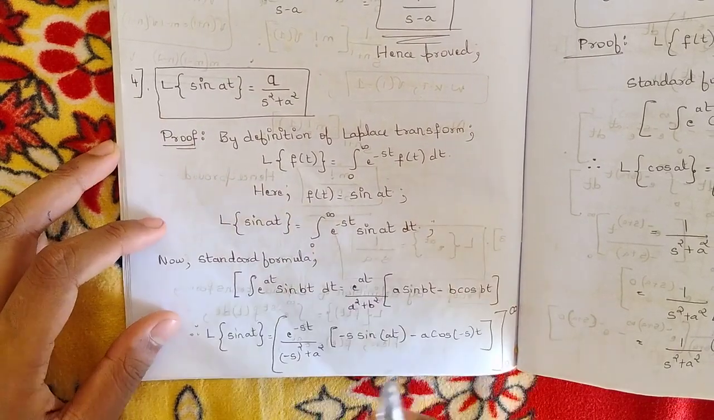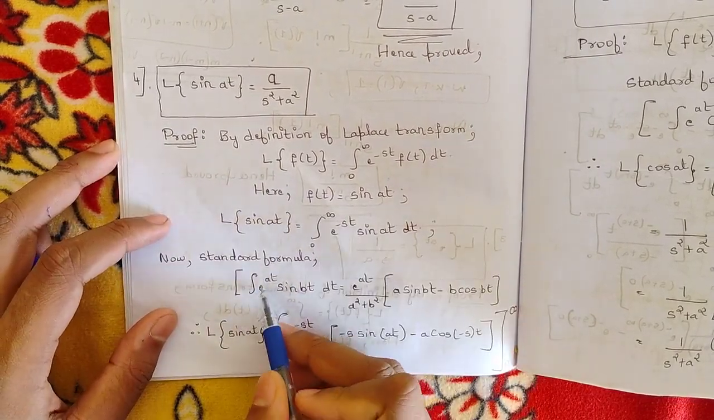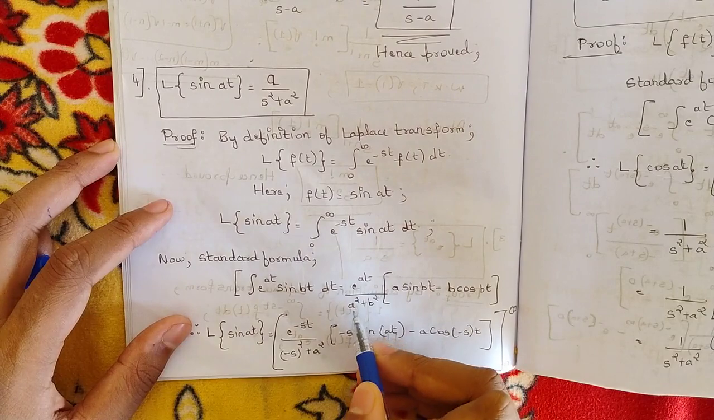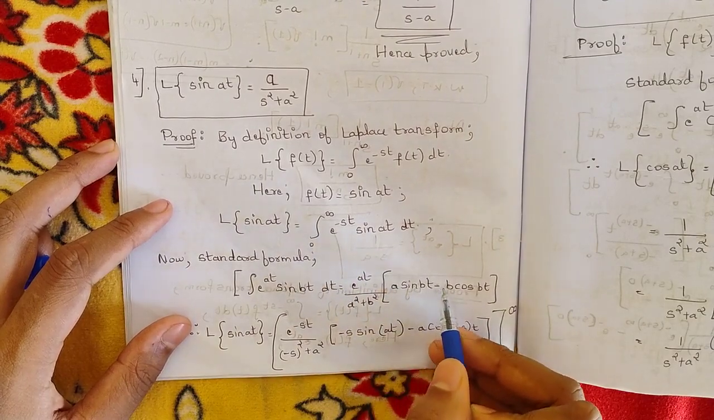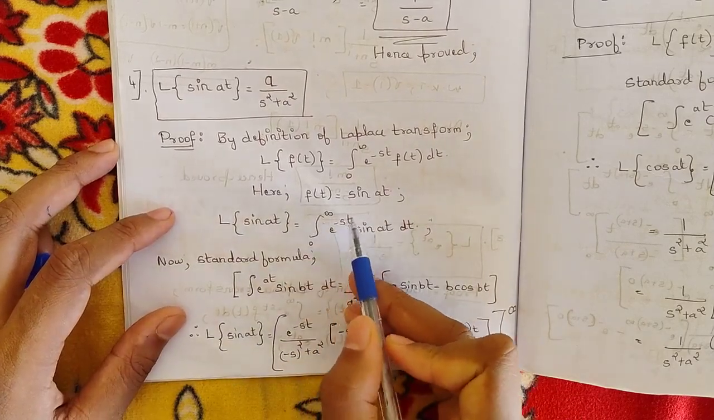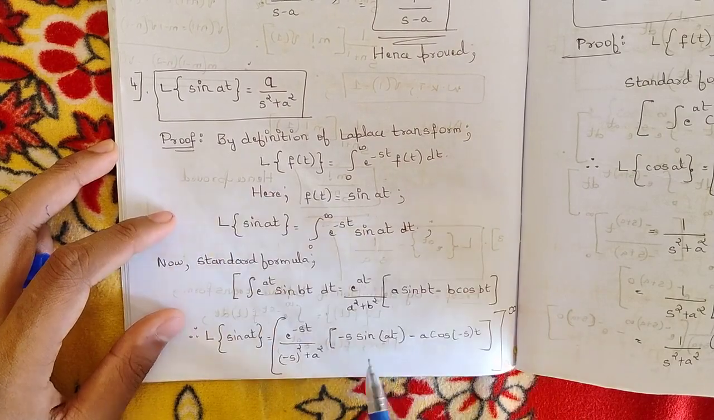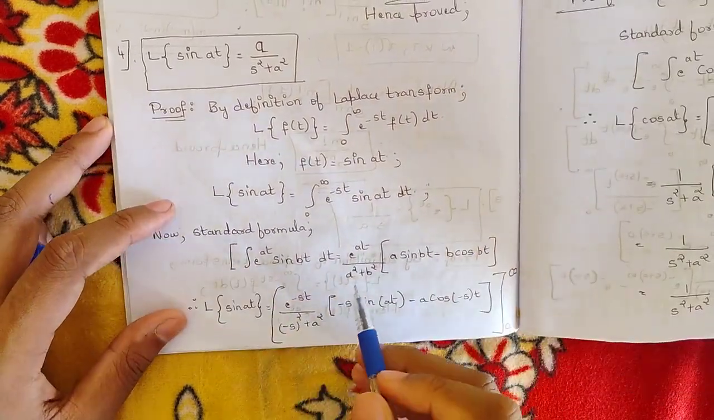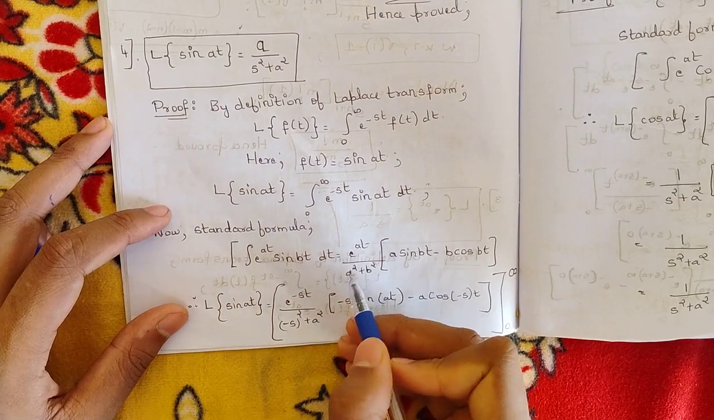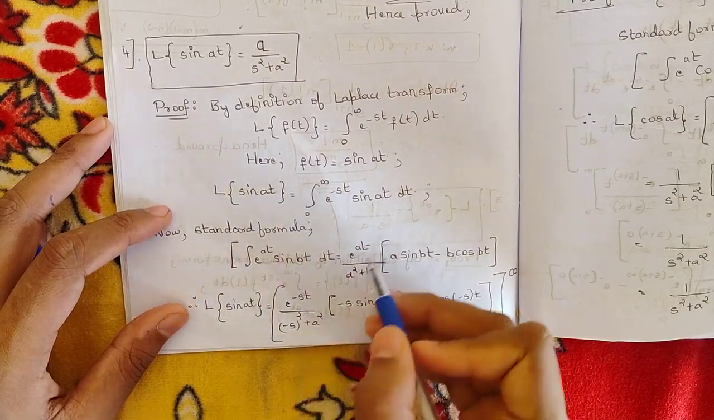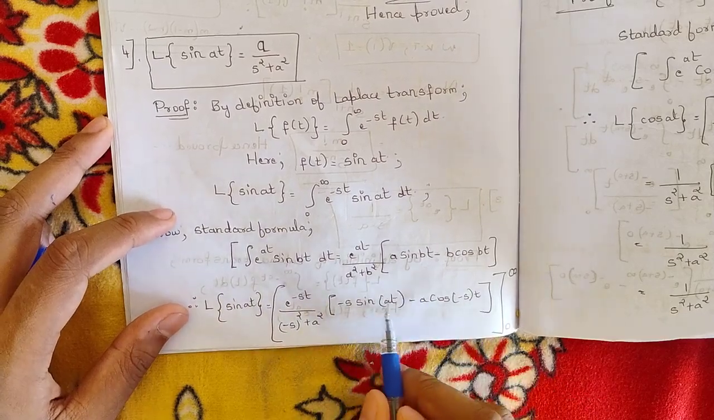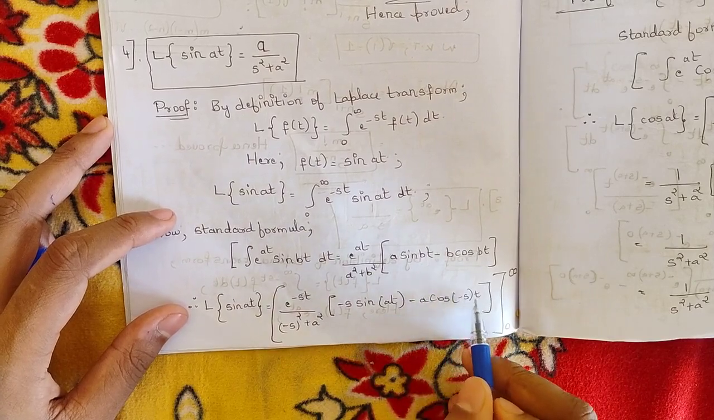This is of a form for which we have one standard formula: the integration of e to the power at sine bt dt is given by e to the power at divided by a square plus b square into a sine bt minus b cos bt. This is the general formula. According to that, in place of a we have minus s, and in place of b we have a. So substitute the values: e to the power at, in place of a it is minus s, so a square becomes minus s the whole square, and in place of b we have a. Then do the necessary substitutions here: minus s sine at minus a cos of at.